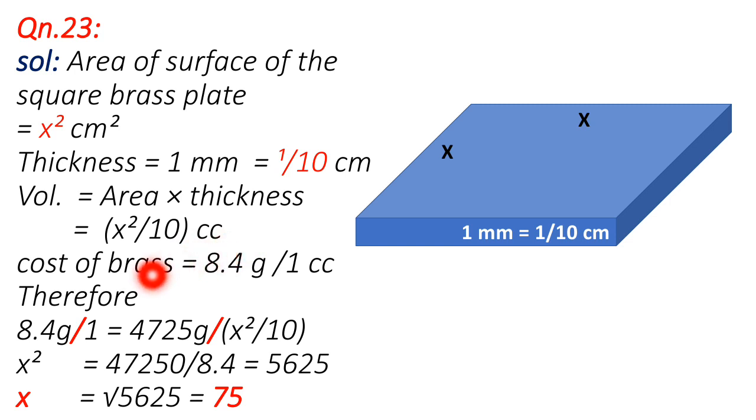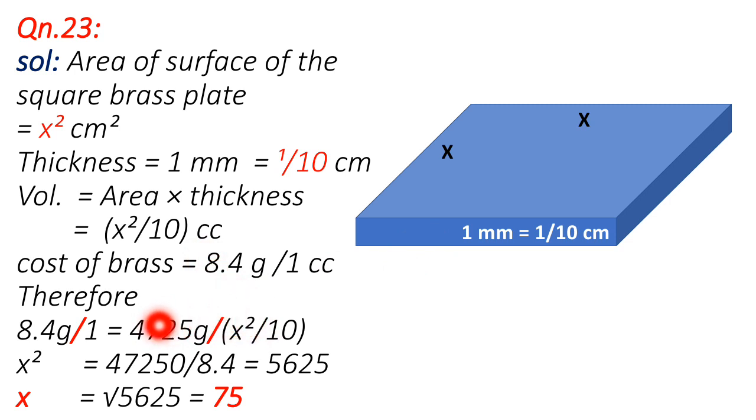So from this question we can write that the cost is 8.4 gram for 1 cubic centimeter. So we can just use the idea of proportion here. 8.4 gram for 1 cubic centimeter is equal to 4725 gram, that is given as the mass of that sheet in the question, for that volume, as we have calculated that the volume of the sheet is that much.